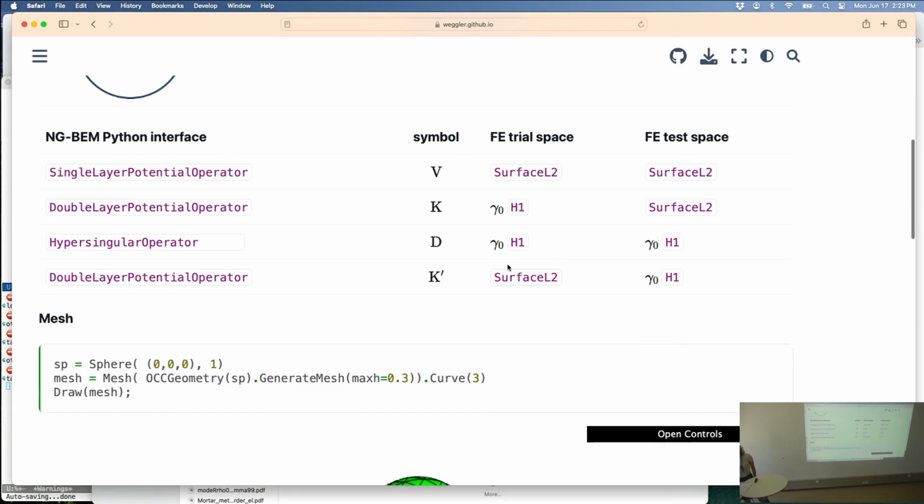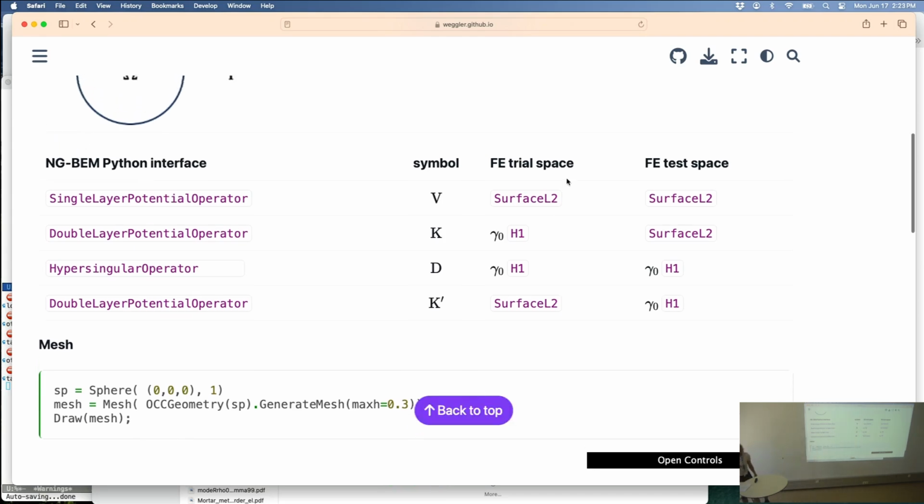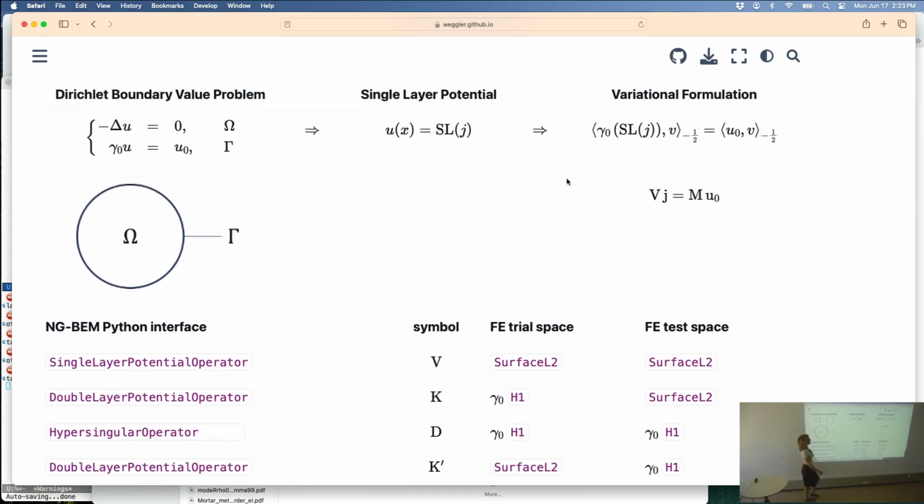What is important for me to tell you today, and maybe on Wednesday, is here you see the access that we choose in NG-BEM to offer you operators that implement exactly those matrices. This is the matrix V, the single layer potential operator. And now the only question you have to answer is: what is the trial and what is the test function? That's why you have this overview.